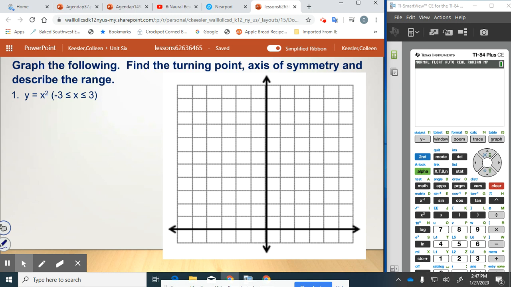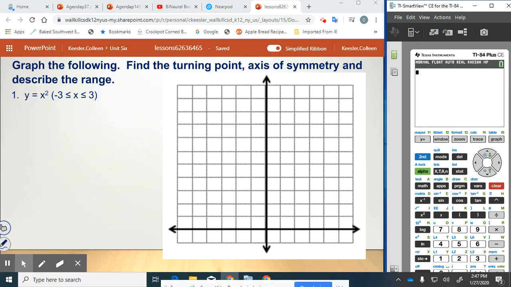We're going to start by graphing the function y equals x squared over the domain negative 3 to 3. We're going to find the turning point, axis of symmetry, and describe the range. Something we haven't really done before: when we're graphing a function over a domain, we don't put arrows on both ends. We only graph from point to point over the domain that's given.